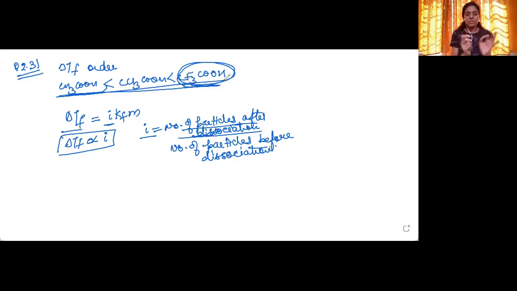So you can just repeat this video, see it again, and note down what I have told you. Okay, so delta TF depends upon the i value, that is Van't Hoff factor, and Van't Hoff factor is equal to number of particles after dissociation upon number of particles before dissociation. Now, stronger the acid, greater is the value for i. Okay, so the strongest acid is trifluoroacetic acid. It will have the maximum value for Van't Hoff factor, hence maximum value for delta TF.